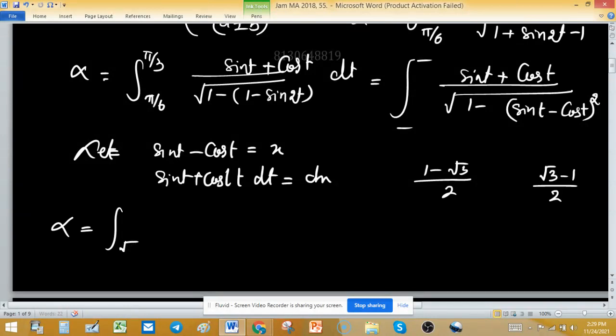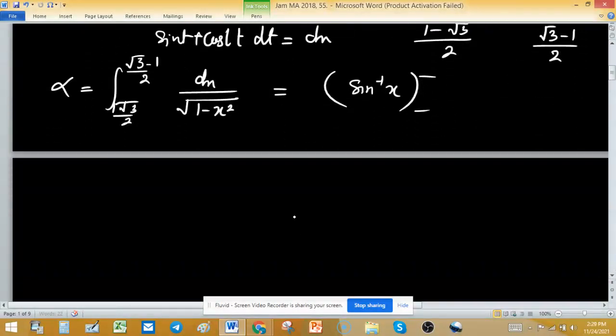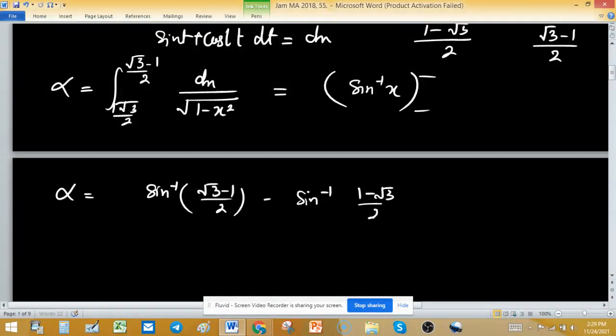The lower limit is 1 minus root 3 by 2, and the upper limit is root 3 minus 1 upon 2, and this is dx upon square root of 1 minus x square, and this is nothing but sine inverse x, between the lower limit and upper limit. After putting the limiting values, we have alpha equal to sine inverse of root 3 minus 1 divided by 2 minus sine inverse of 1 minus root 3 divided by 2.